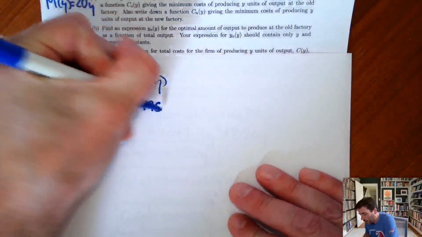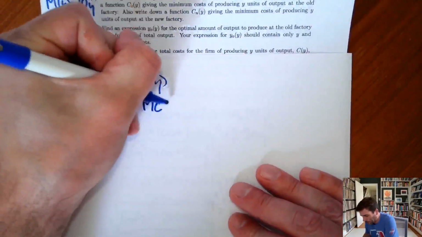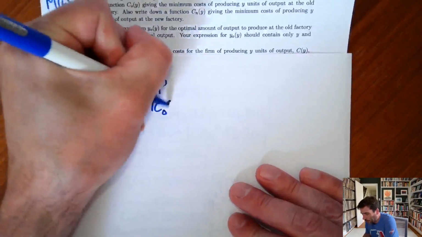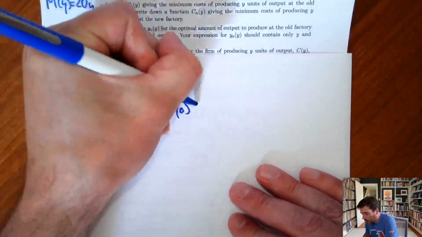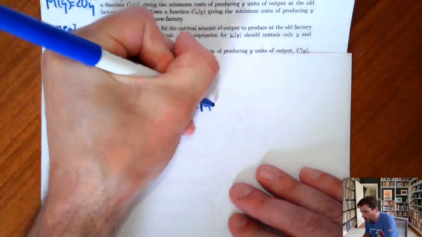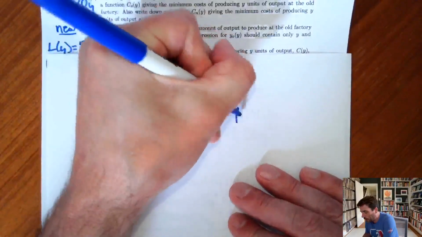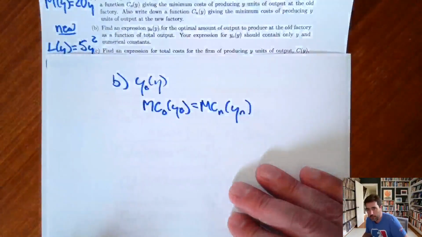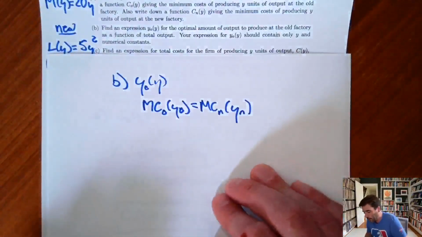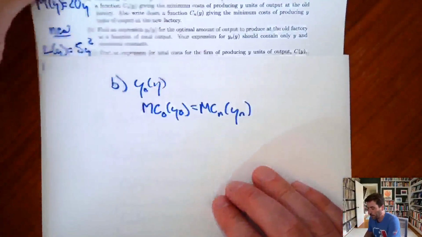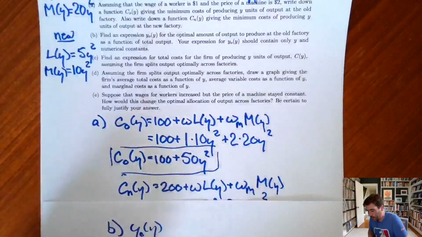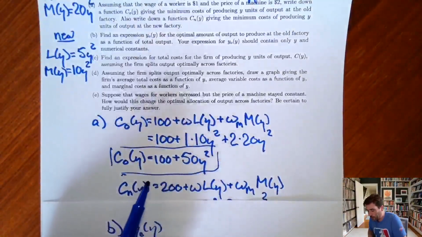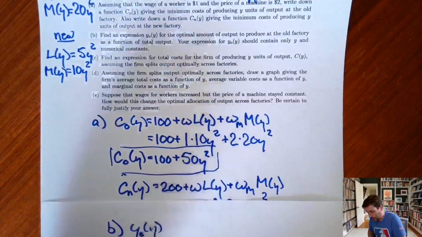So what I want is marginal costs at the old factory of whatever I'm producing there to equal marginal costs at the new factory for what I'm producing there. Okay. So going back to our cost functions from before, the marginal cost of the old factory is the derivative of this cost function.